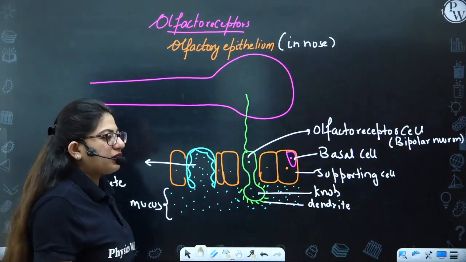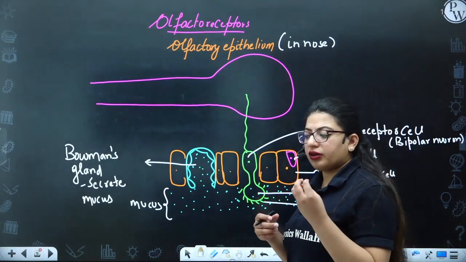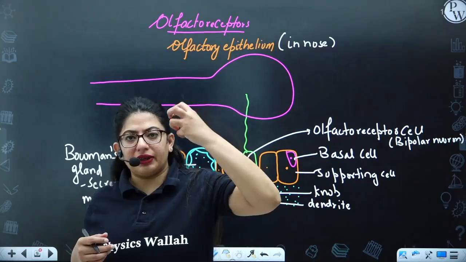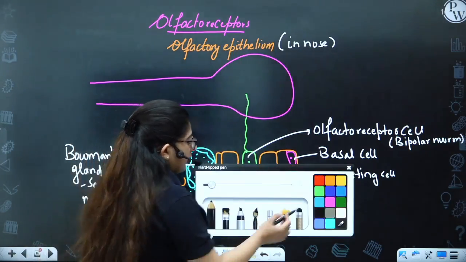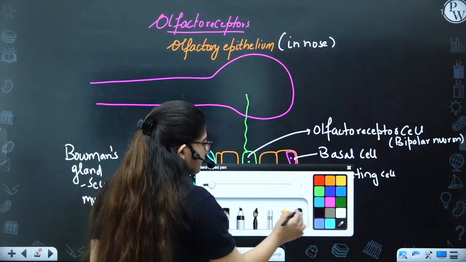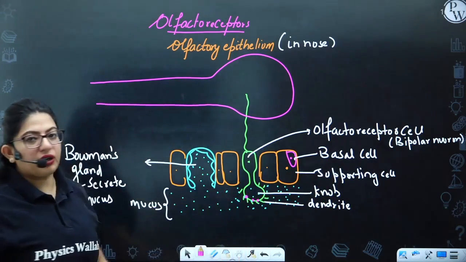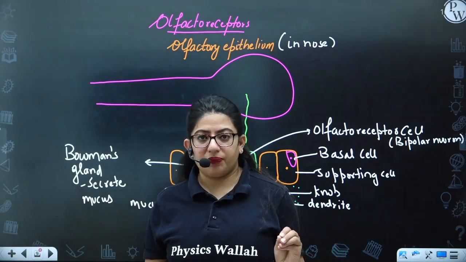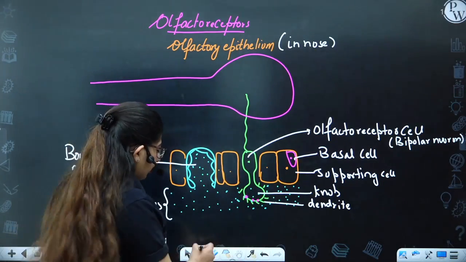Now what happens is, for example, someone is cooking Maggie and you get an aroma of Maggie. Certain chemicals in that food get diffused into the air, and from air you inhale them. These small chemicals get dissolved in the mucus, and from the mucus they bind to this dendrite. As it binds to the dendrite, depolarization of this neuron occurs. Like I told you in neurons, we need a stimulus to start the action potential. Here the stimulus is this chemical which attached to the dendrite.